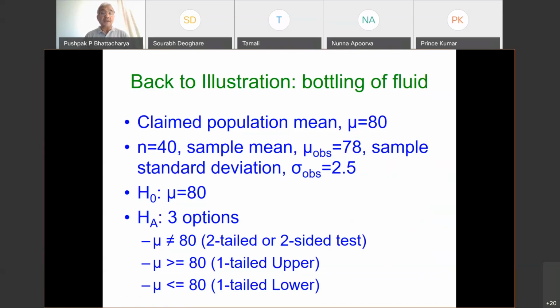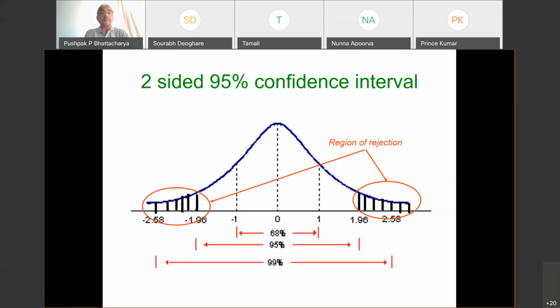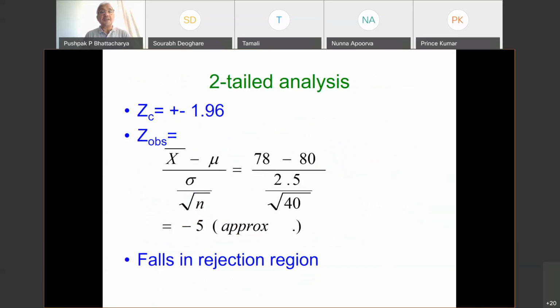So since we have assumed the mu is 80, population mean is 80. So under null hypothesis, we would like to examine what is the consequence. Since we have also decided the confidence interval to be 95%, the critical value of Z is minus and plus 1.96. Now under null hypothesis, what can we say about the Z observed?